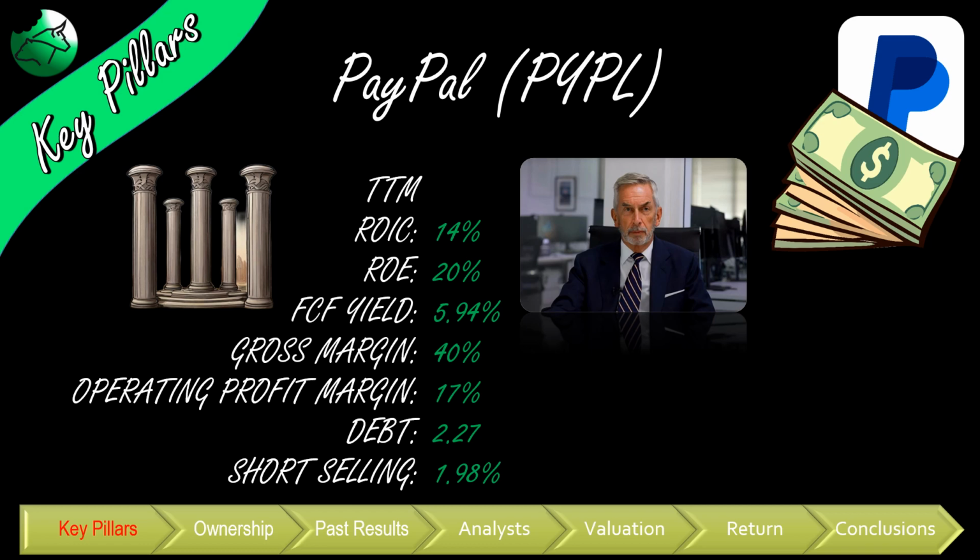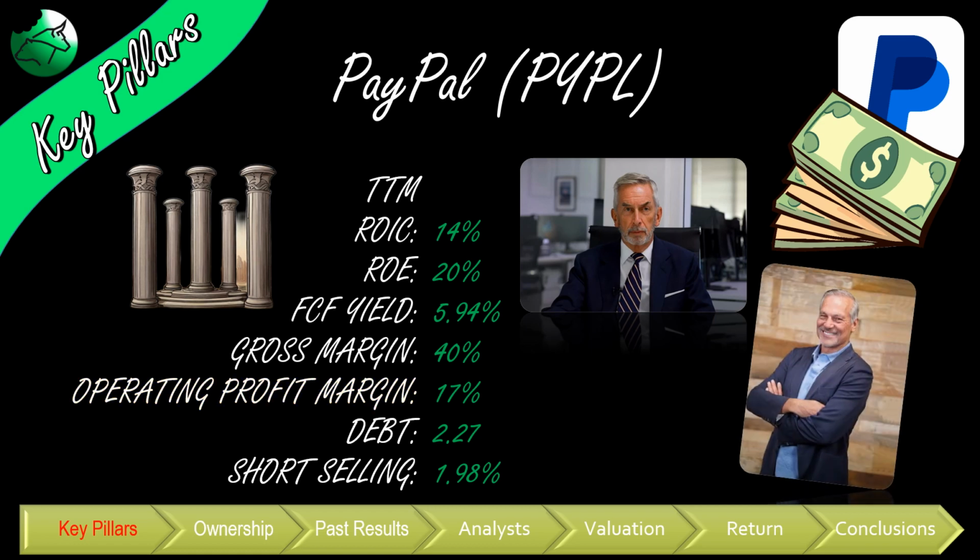Next, we come to the operating profit margin. This tells us how much profit a company makes on $1 of sales after paying for costs of production, such as wages and raw materials, but before paying any interest or tax. PayPal's operating profit margin is 17%, and ideally we want this over 15%, so this is looking pretty good.